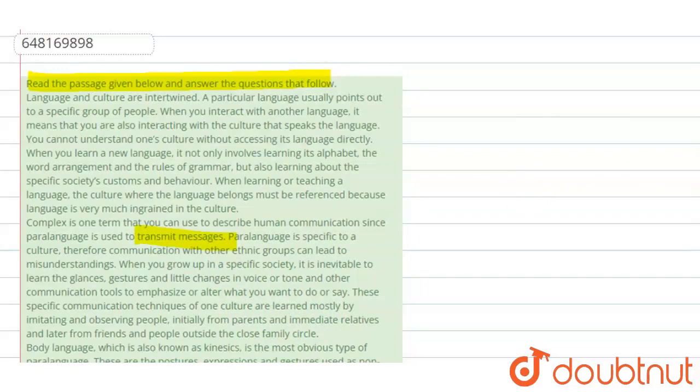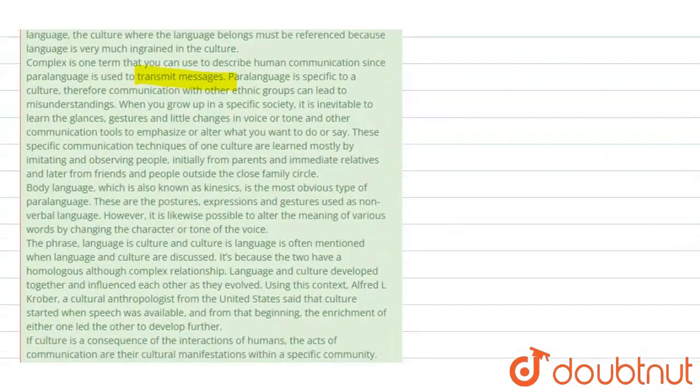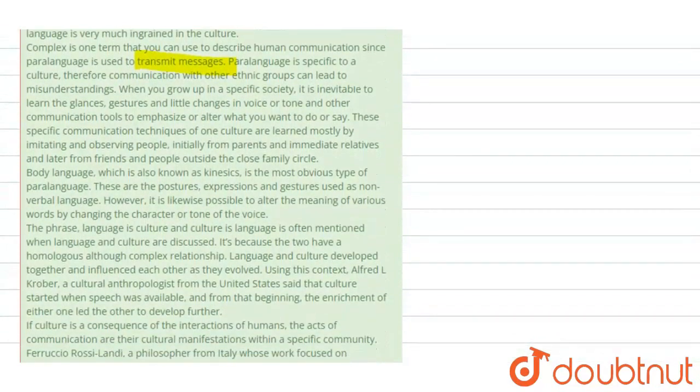Body language, which is also known as kinesics, is the most obvious type of paralanguage. These are the postures, expressions, and gestures used as a non-verbal language. However, it is likewise possible to alter the meaning of various words by changing the character or tone of the voice. The phrase language is culture and culture is a language is often mentioned when language and culture are discussed. It's because the two have a homologous, although complex relationship. Language and culture developed together and influenced each other as they evolved.